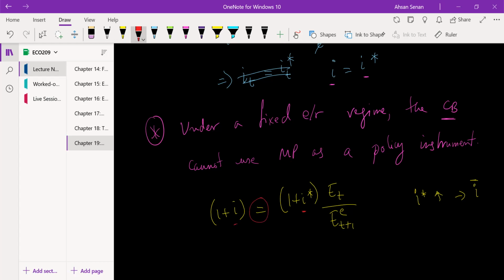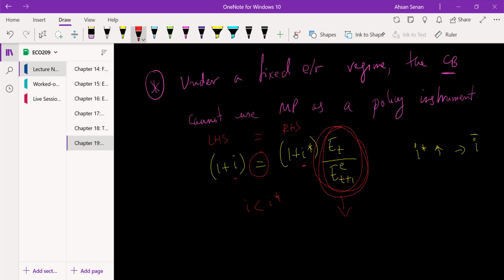And if we want to maintain this equality, then what will have to happen? This will have to fall, right? Because this is less than this, to maintain left-hand side equal to right-hand side, this value will have to fall. And it falling means what? That ET will be less than ET plus 1.